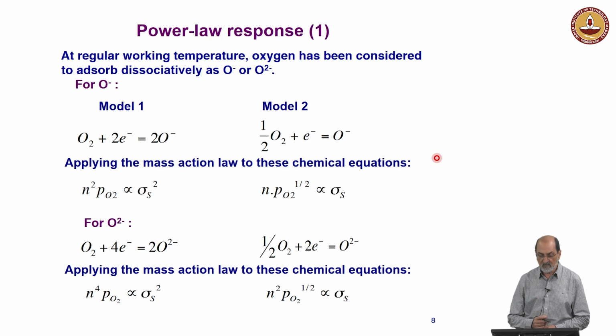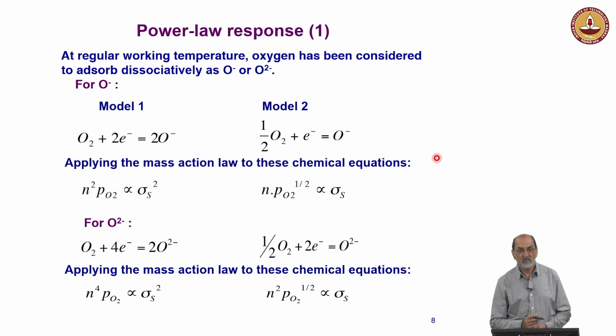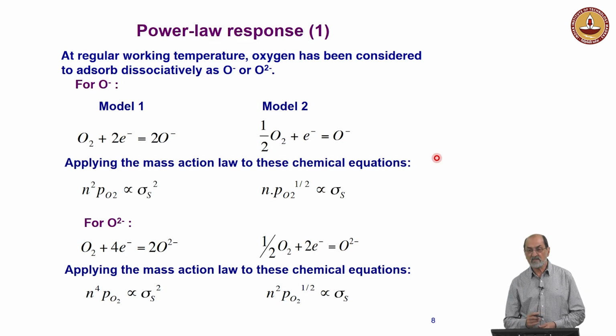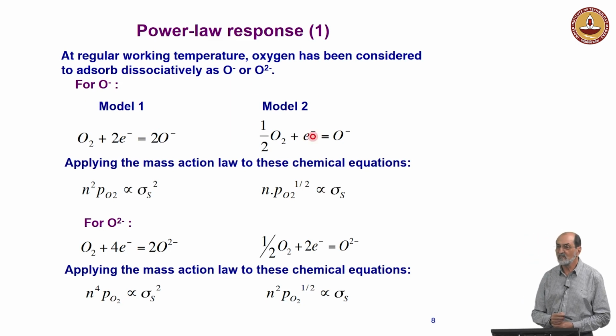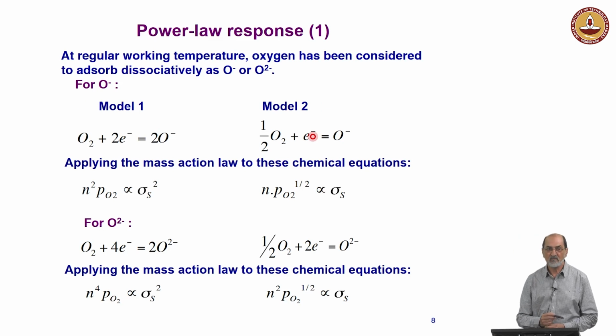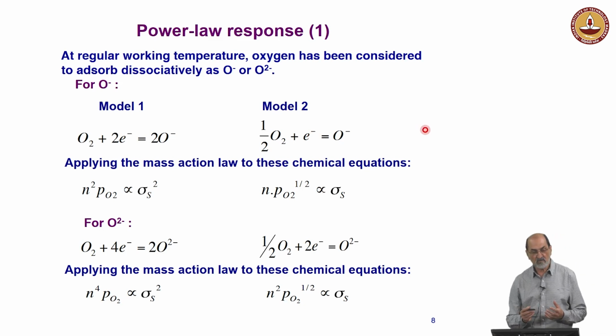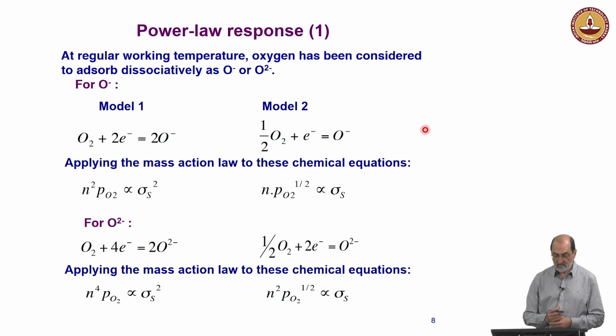To do that, people regularly use what is called the law of mass action. I'm going to present two models, model 1 and model 2. Model 1 is the Japanese model. In Japan, they use this model. Model 2 is the German model. This is what the Germans have been doing. I'm talking about the most known groups working in gas sensors based on oxides.